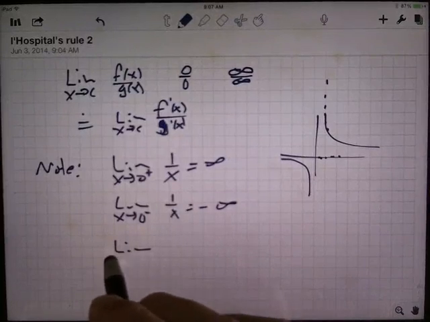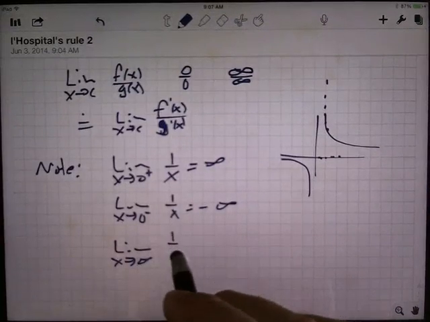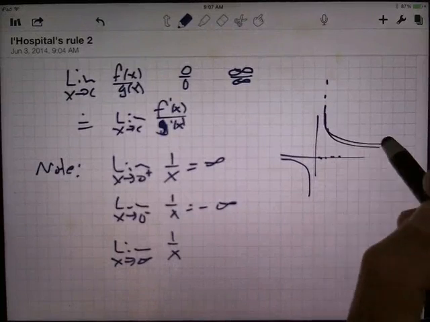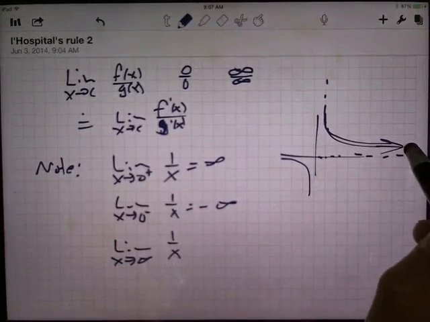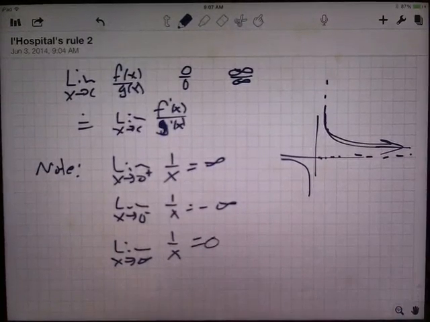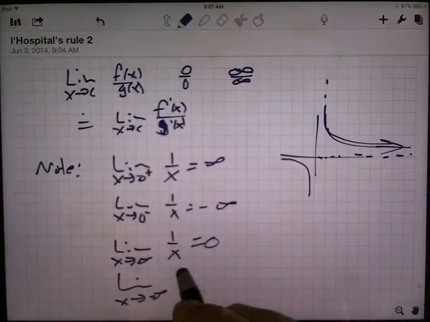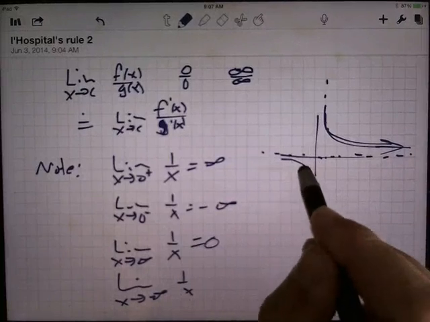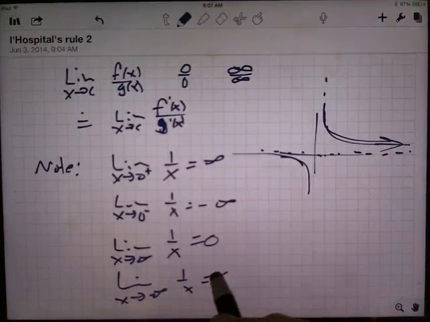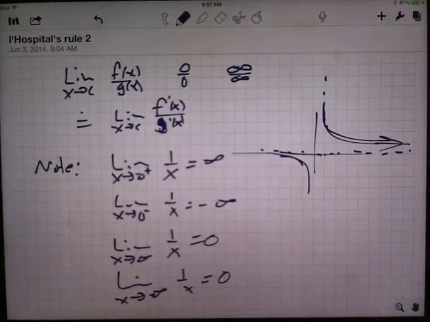Likewise, if you look at the limit as x goes to infinity of 1 over x, right? As x gets bigger and bigger, what's the y value doing? Well, that's going to 0. The limit as x goes to negative infinity of 1 over x, right? The y value is headed into 0. So very much 0 and infinity play the role of reciprocals of each other.